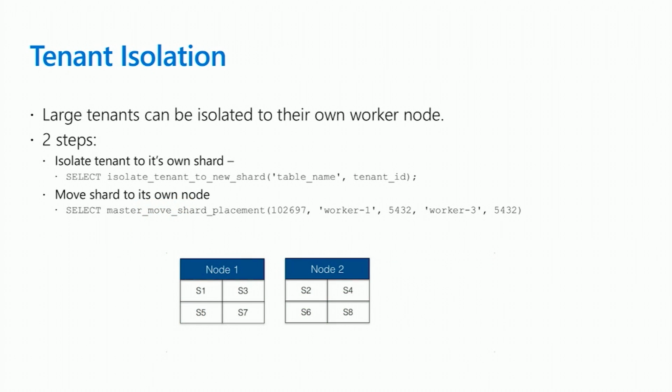That's where you have the tenant isolation utility. What the tenant isolation utility does is it helps you isolate these large tenants that create hotspots in the database to their own worker node. And it's a two-step process. First, you isolate the tenant to its own shard, and then move the tenant to its own node. As simple as that. And note that the moving of the tenant to its own node is all online, so you don't need to take any downtime with respect to reads and writes while this operation is going on.